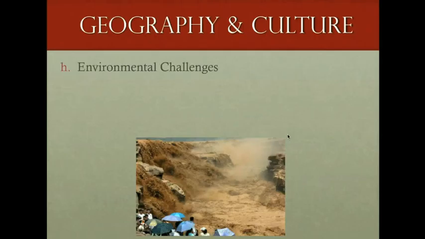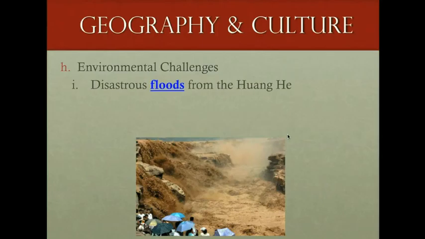Now, just like with any other civilization we've talked about, there are environmental challenges in China, especially with these rivers. First of all, you can have disastrous floods. Look at the image here below. That is not a pleasant picture. Obviously, some people are coming out to check this out, but disastrous floods can ruin homes, they can ruin farmland, they can do a lot of terrible things.